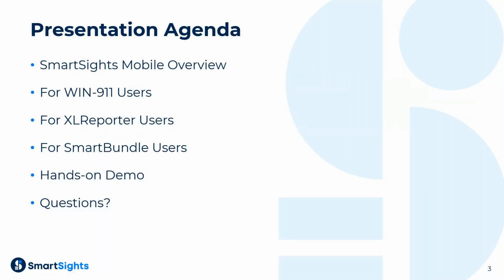So we'll structure the presentation agenda around an overview, just in general, covering SmartSights Mobile. We'll talk about specific functionality and use cases for Win911 users, Excel Reporter users, Smart Bundle users. Then we'll give a hands-on demo, and then we'll have time for question and answer at the end. And if you do have any questions throughout today's presentation, just use the question mark tab at the top right of your GoTo window.